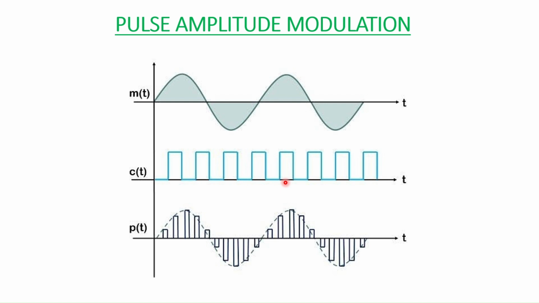So we all know that pulse modulation can be of different types. We are already aware of pulse amplitude modulation. Here we can see that this m(t) is the information signal or the message signal. This c(t) is the carrier signal which consists of several pulses, and finally this p(t) is the pulse amplitude modulation signal. So we can see that the amplitude of the pulses is getting varied. In c(t) the amplitude of the pulses was constant, but in p(t), which is the pulse amplitude modulation signal, the amplitude of the pulses is varied according to m(t), where m(t) is your information signal.